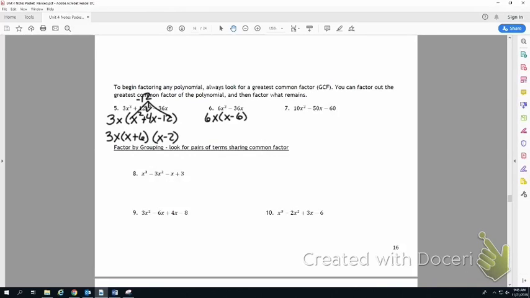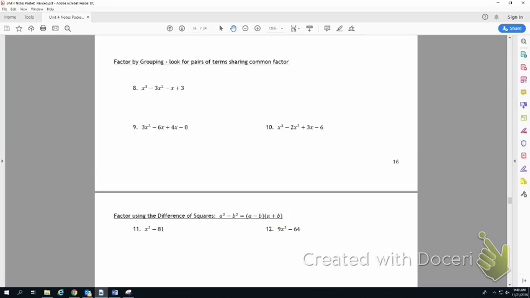Now we're going to run into a situation later on in the notes that we'll need to talk about concerning that. But no exponents, you're definitely done. Go ahead and do number 7 for me. Okay, on to this next part.